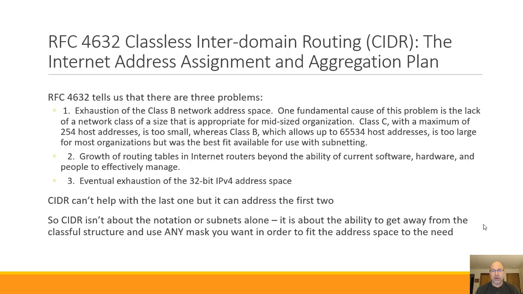Now this last bullet here, eventual exhaustion of the 32-bit IP version 4 address space, CIDR can't do anything about that. And in fact, in 2011, we ran out of space officially. But that was coming anyway. The whole point of CIDR is to break away from those class-full address spaces and allow us to use address space much more efficiently.